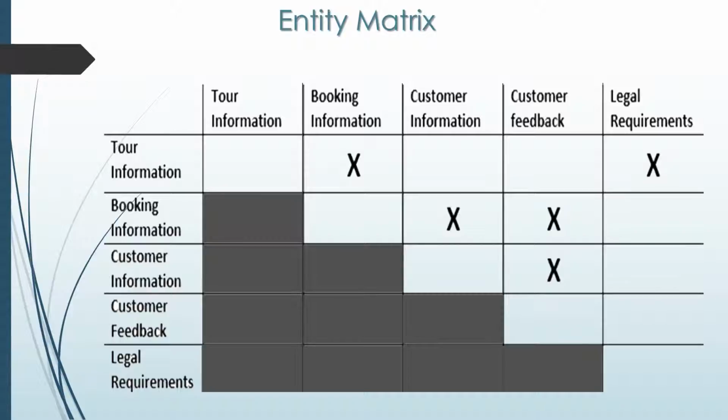Examples of relationships between different entities shown in the entity matrix can be shown as tour information linking to booking information. Customer information does not directly link with tour information, as realistically each customer needs to have a booking, and therefore booking is the entity that is related to tour information. Tour information is also related to legal requirements, as these have a direct relationship, as the legal requirements could change depending on which tour it is.